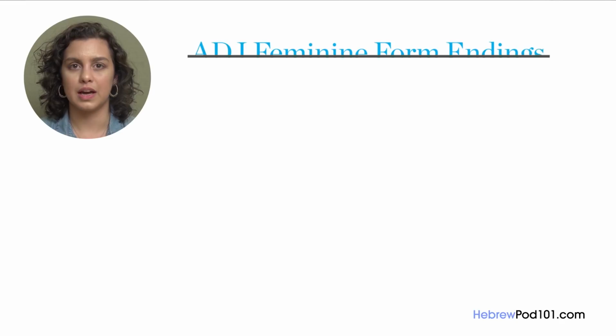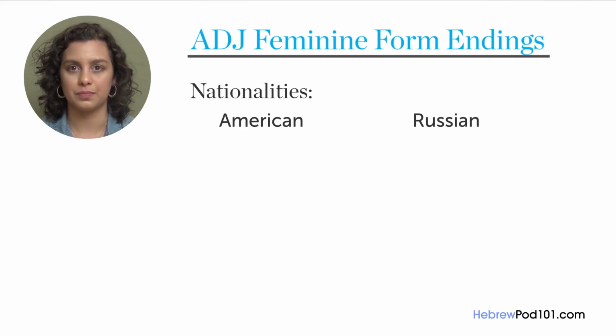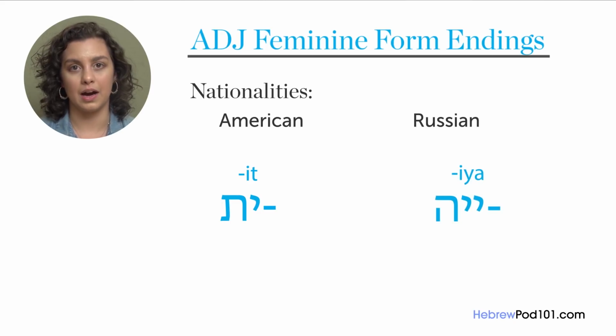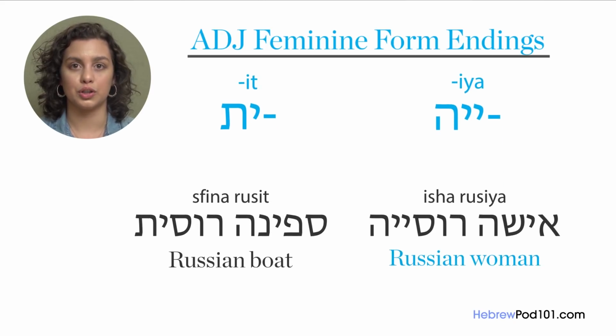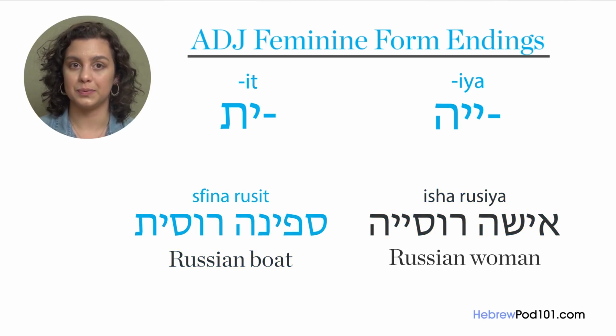This issue involves adjectives in their feminine form, mostly adjectives for nationality like American or Russian. The difference is in the ending of the adjectives. It can either be with it or with ya. For example, a Russian woman would be Isha Rusiya, but a Russian boat will be Sfina Rusit.